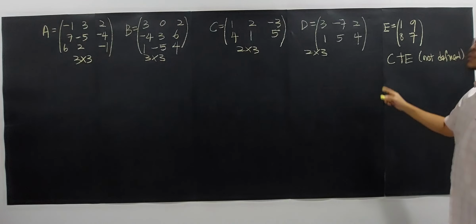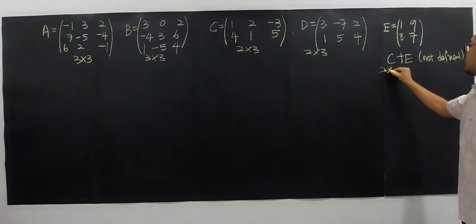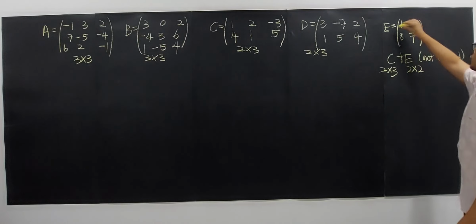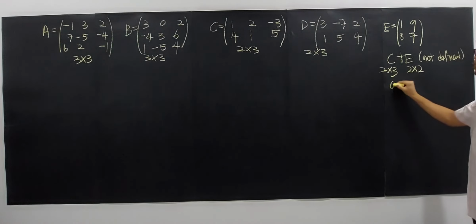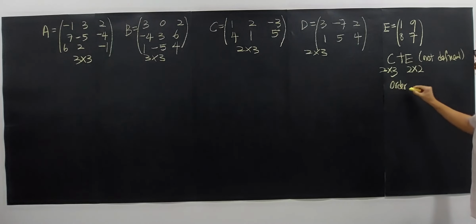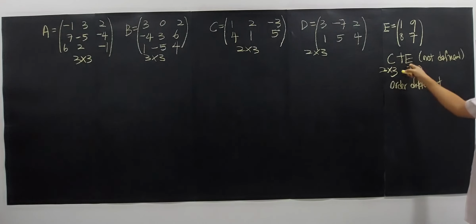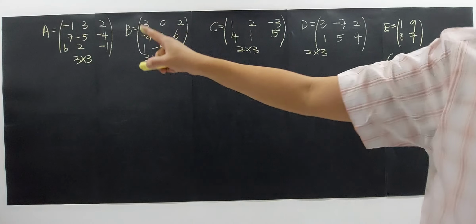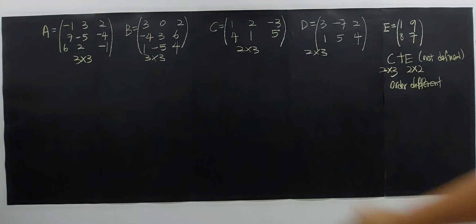Why? Because C, the order is 2 by 3, a 2 by 3 matrix. And the order of this matrix is 2 times 2, 2 rows, 2 columns. So the order is different. So C plus E does not exist. We can add up these two matrices because they have the same order.